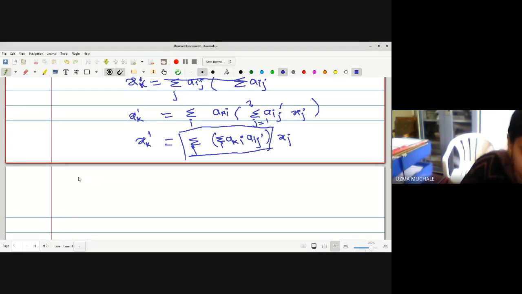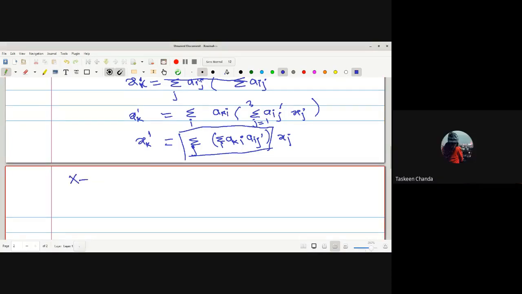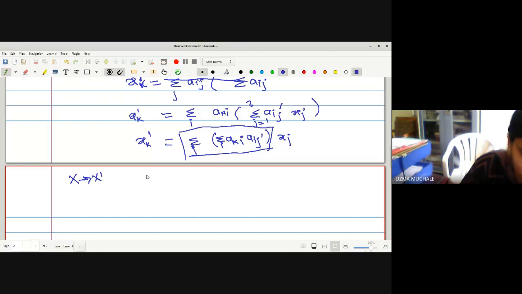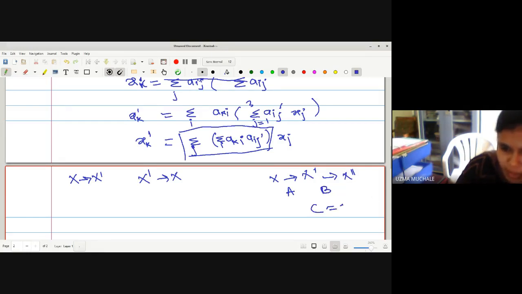See here, in this lecture we have studied the transformation matrix from x to x dash, and next we have written the transformation from x dash to x. But in the last lecture we wrote the transformation from x to x dash, next the transformation from x dash to x double dash. At that time we had a matrix A for x to x dash, and for x dash to x double dash we had another matrix B. So for that case we wrote the matrix C, which is a product of A and B. But in this case, we have written the transformation from x to x dash, then x dash to x.